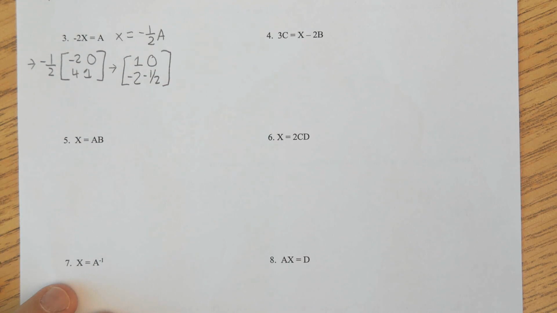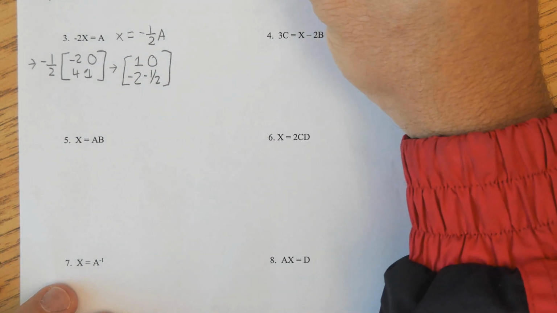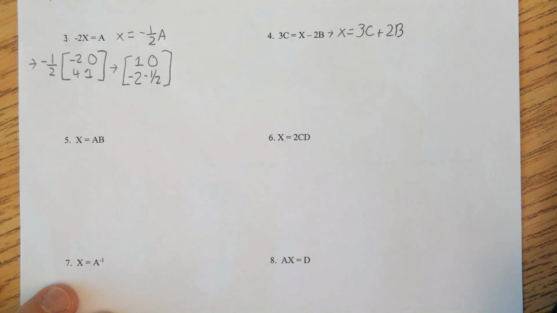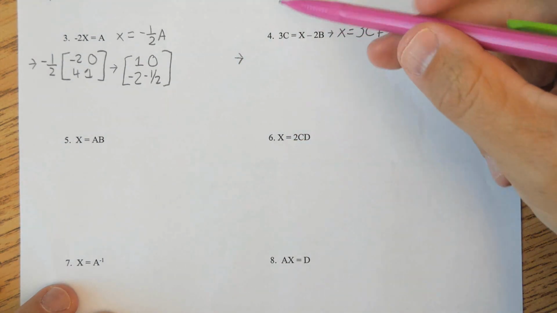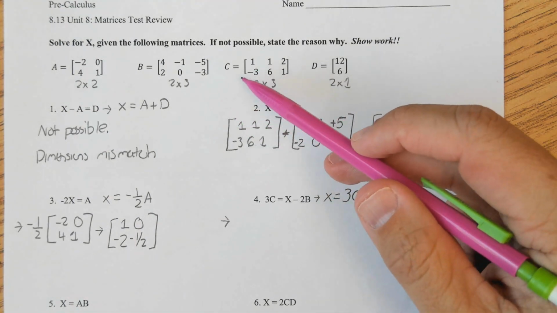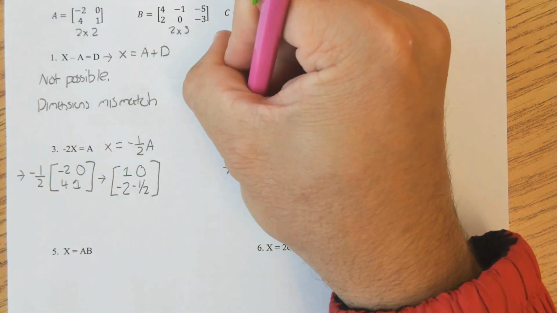Okay. All right, this one here, to solve for x, we need to isolate the x, so we're just going to add the 2b over. So x is going to be equal to 3c plus 2b. Let's do that first. So 3c means I'm taking my c value, and that 3 on the outside is a scalar, and we're multiplying it through.